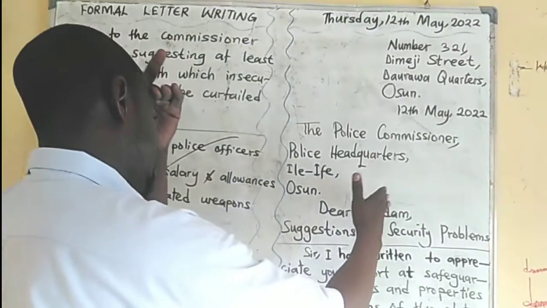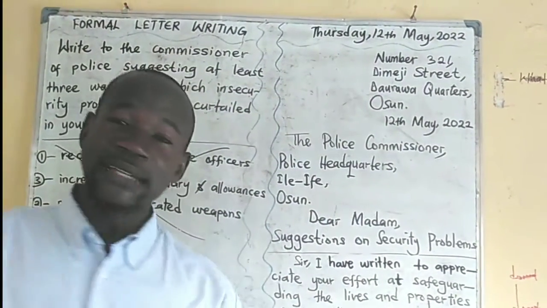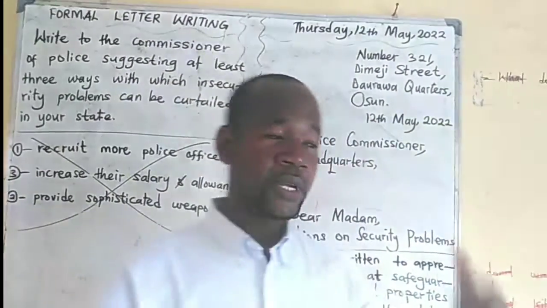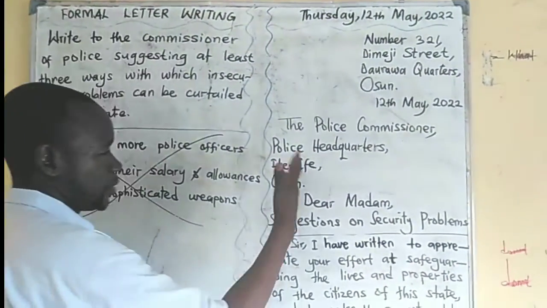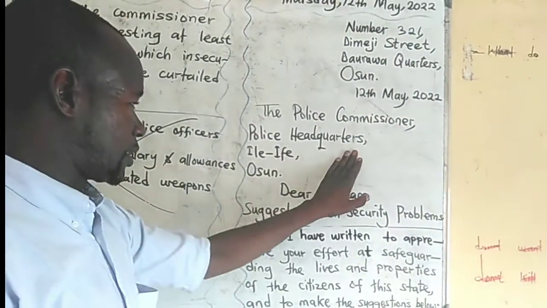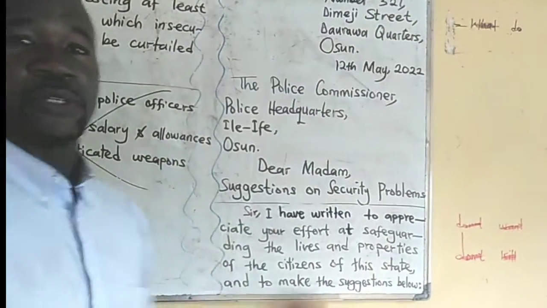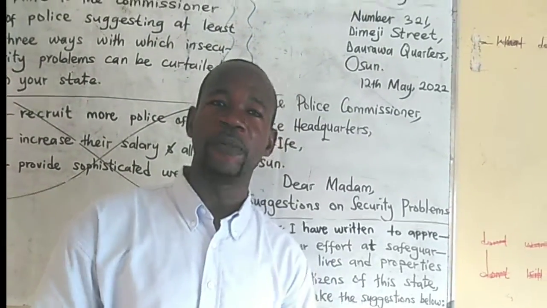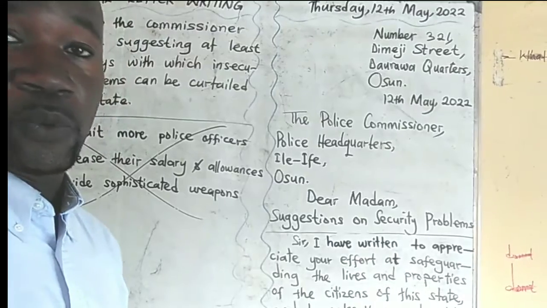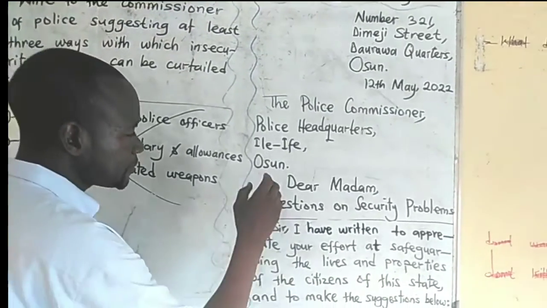Now immediately after this comes the address of the person to whom you are writing the letter. And this is going to be the Commissioner of Police. So here is the sample. Just write the Police Commissioner, Police Headquarters, Ile-Ife, Osun. Simple. This is a simple format or sample of our writer's address if you don't want to waste your time.